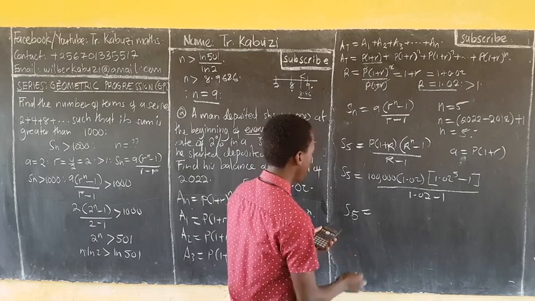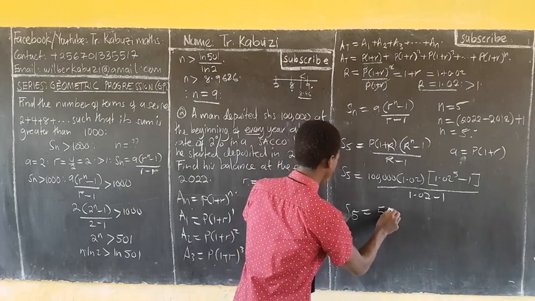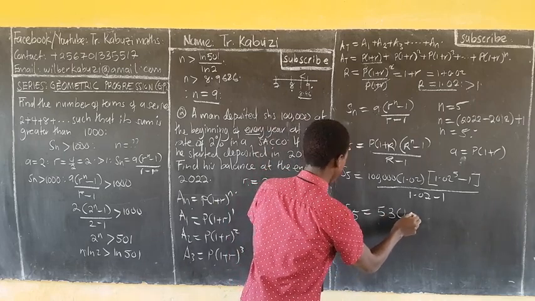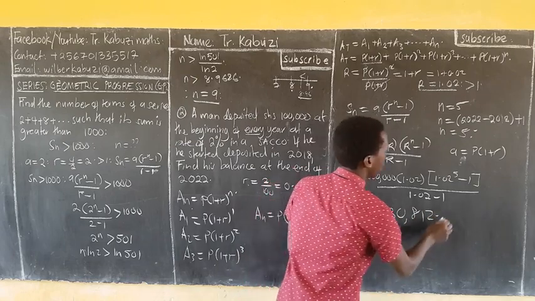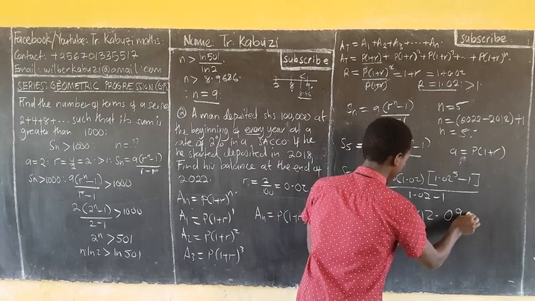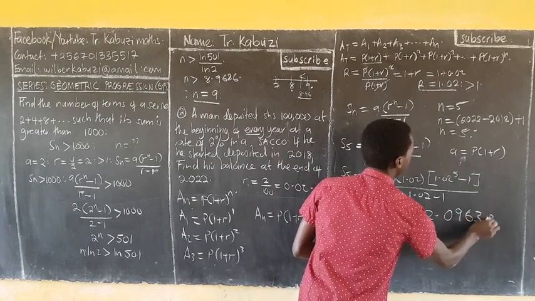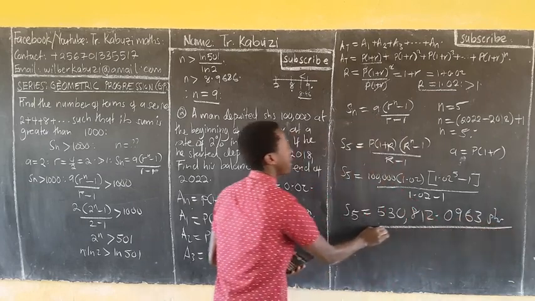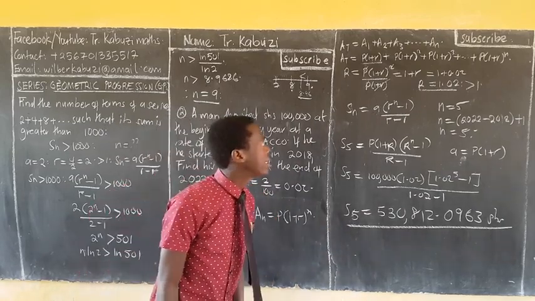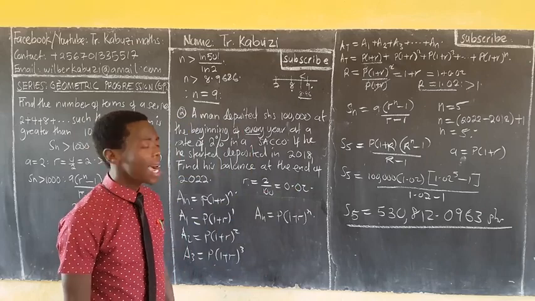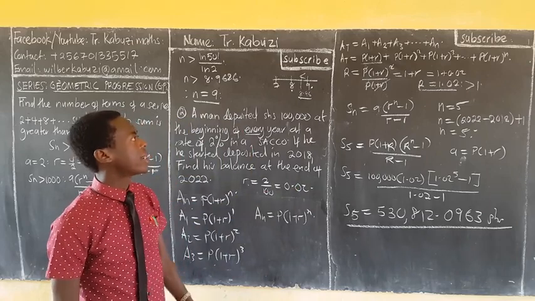So the amount I'm having here is 530.0963 shillings. So at the end of those 5 years, this man will be having that amount. So that's how we use this idea of series to handle these questions.